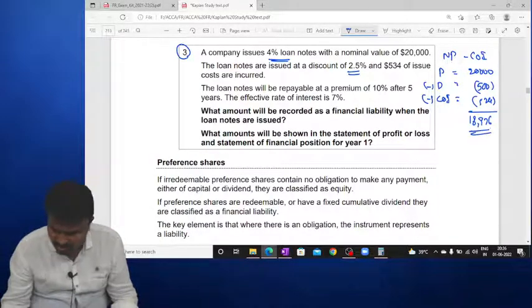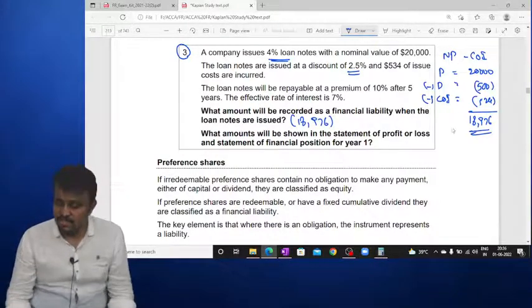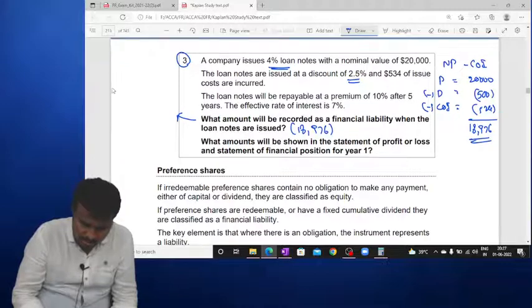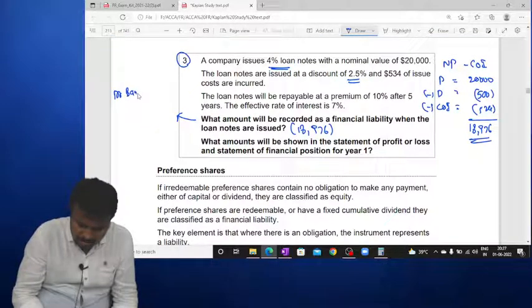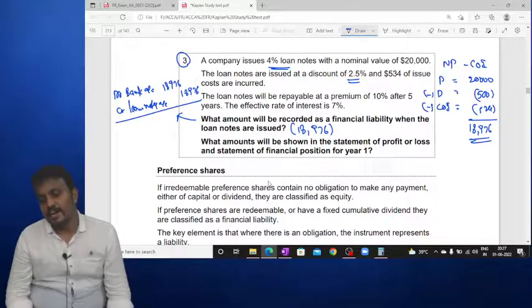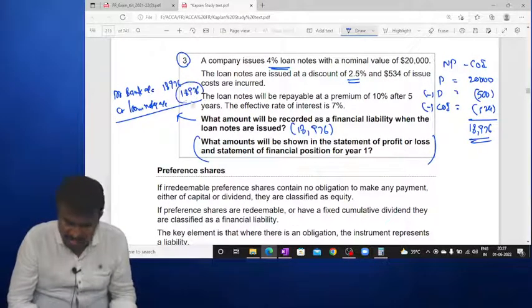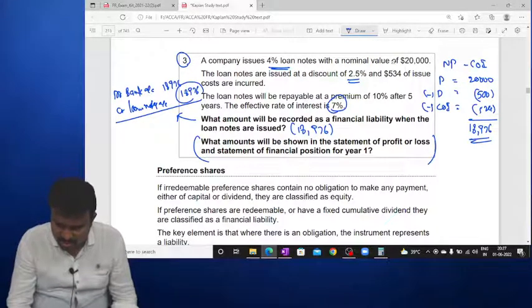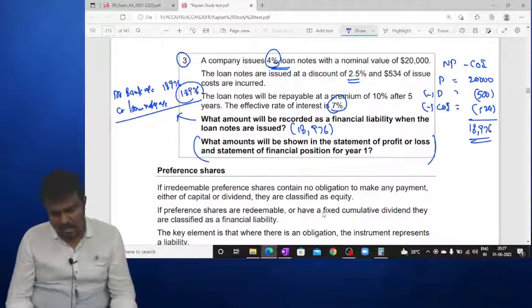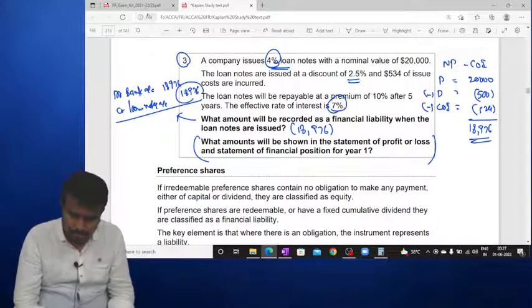So this is the initial recognition, 18,976. Then what is the journal entry recorded? Debit bank account, credit loan notes account, at 18,976. Initially we have to record it at this amount. Here the effective rate of interest is there, and the loan notes coupon rate is there, and we apply them for the remaining years. Okay, so do this problem.